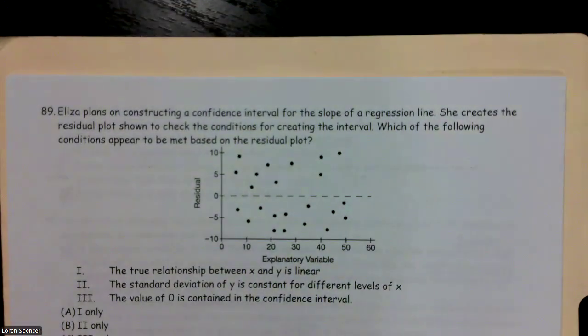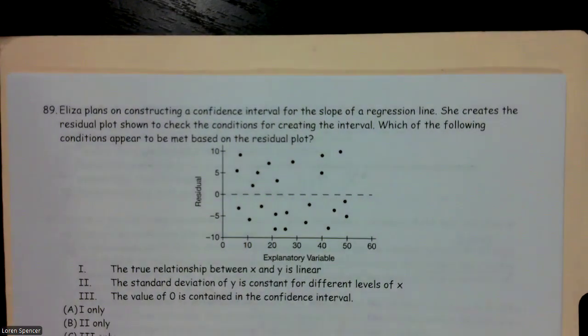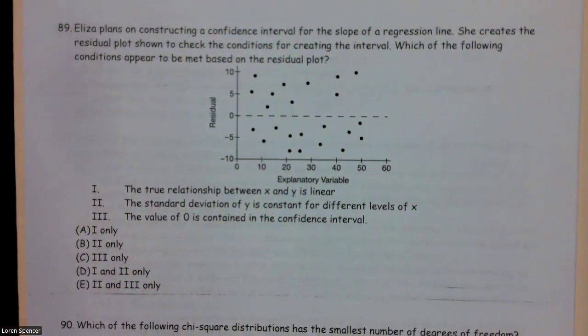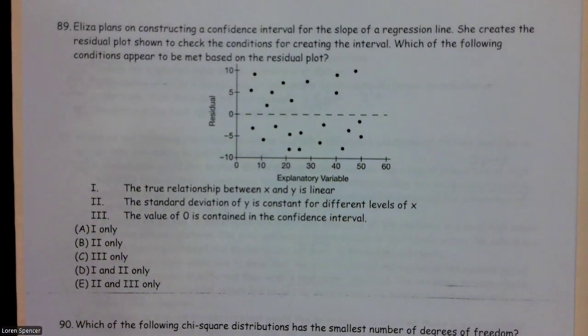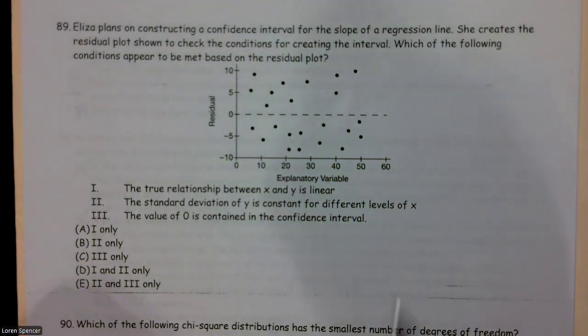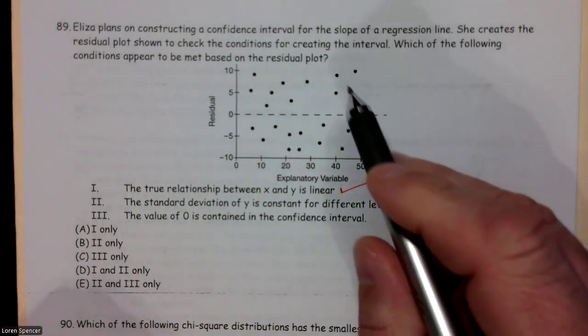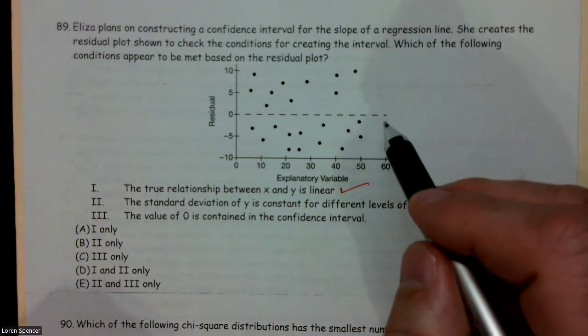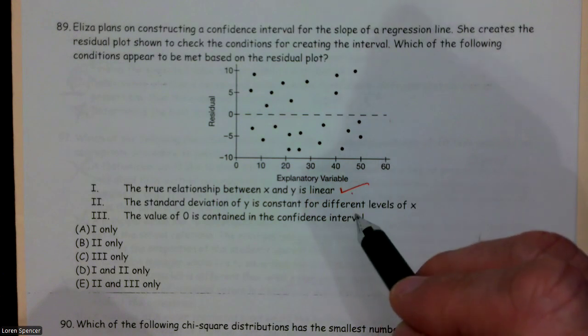89. Eliza plans on constructing a confidence interval for the slope of a regression line. She creates the residual plot shown to check the conditions for creating the interval. Which of the following conditions appear to be met based on the residual plot? All right, so when I look at 89, it appears that it's linear because this is random, and that's kind of what that shows.